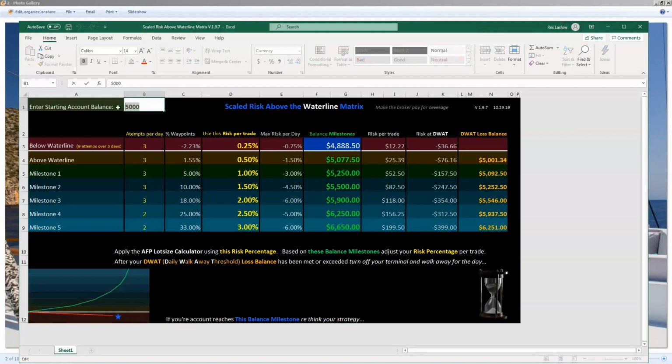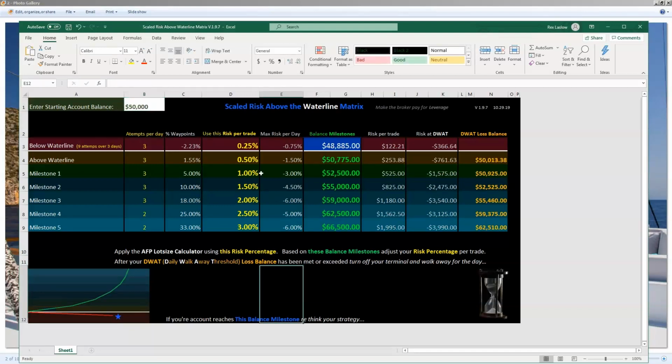Starting account balance. Let's shoot large here. So let's say you start a $50,000 account. Your first trades, every single trade should risk no more than 0.25%. Actually, it should be exactly 2.5%. If you lose 9 of those, this becomes the area where you rethink your trading strategy.